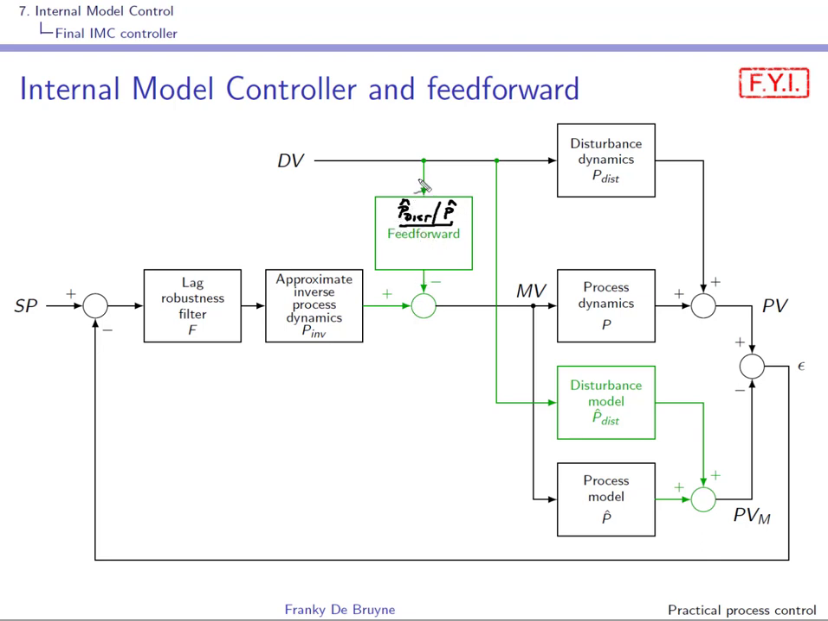Of course, since you implement the feedforward on DV, you would not like the internal model controller to react to the presence of disturbances over here. So what you'll have to do is in your model add the influence of the disturbance as well, using a disturbance model. In such a fashion, if the model here of the disturbance is exact, well, here in epsilon we will not see this disturbance, which is good because it is compensated by the feedforward.